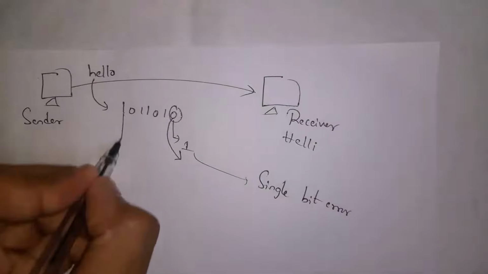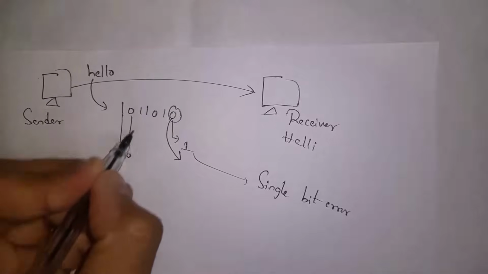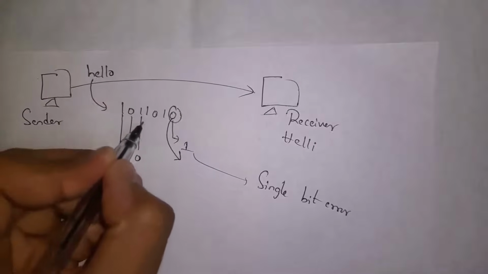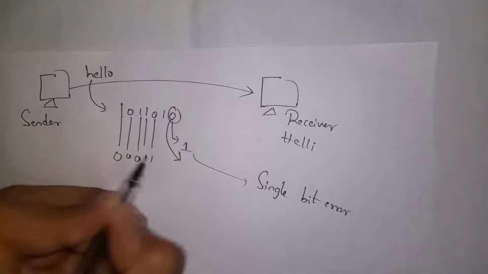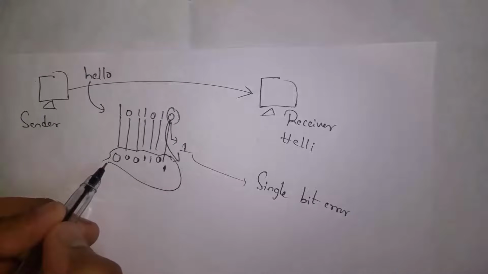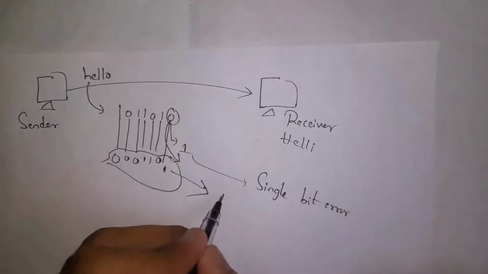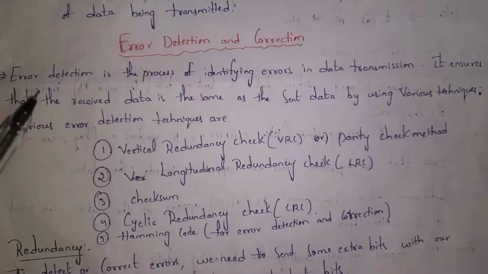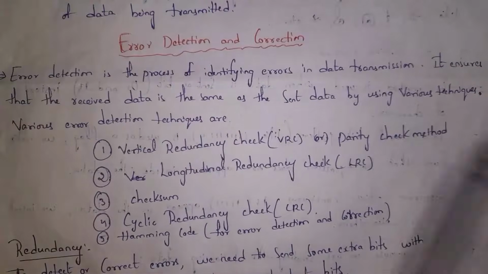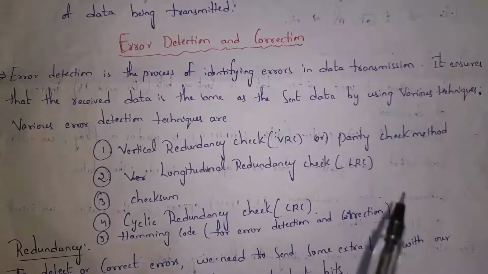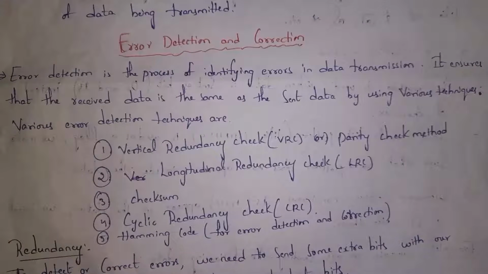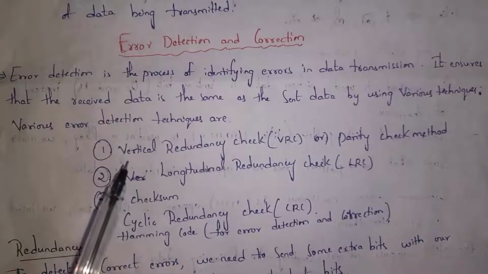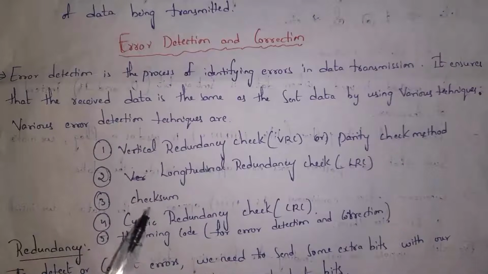For example, 1 is converted to 0, and again 0, and again this 1 is converted to 0, 1, and again this 1 and 0, 1. If so many bits got changed due to noise, then we call it a burst error. So error detection is the process of identifying errors in data transmission. Error detection will make sure that the receiver's data is the same as the sent data. And this error detection is done by using various techniques like VRC, LRC, Checksum method and CRC.